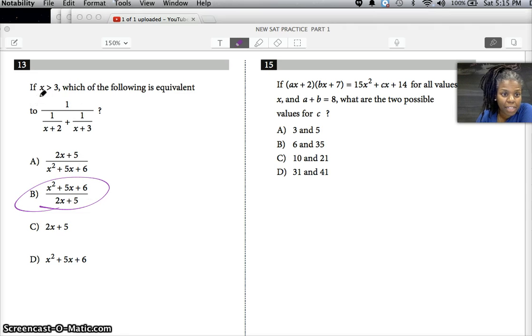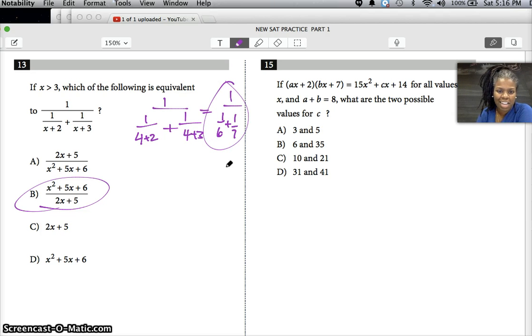Basically, you can put a number in to solve it. What I did is I just did the algebraic process and worked through it, but I think plugging a number in might be better. So it says, if X is bigger than 3, which of the following is equivalent? Shove a 4 in there and do your thing. So if I put a 4 into the original equation, I would get 1 plus 4 plus 2 plus 1 over 4 plus 3, and this would be 1 over 1/6 plus 1/7. And now the key here is that I have to reduce this and move things around to make sure it makes sense.